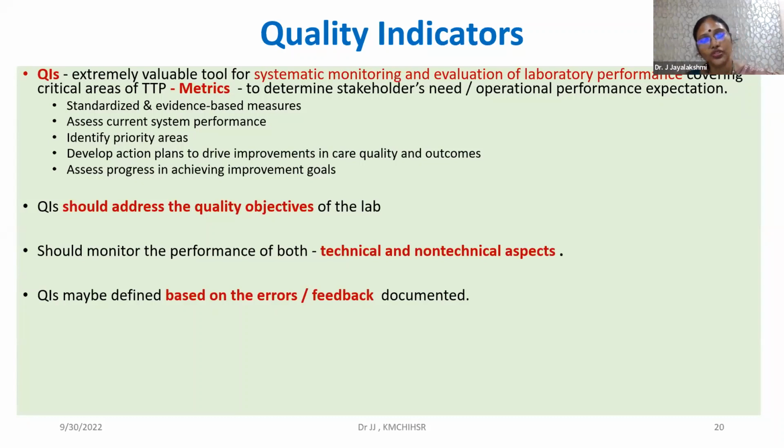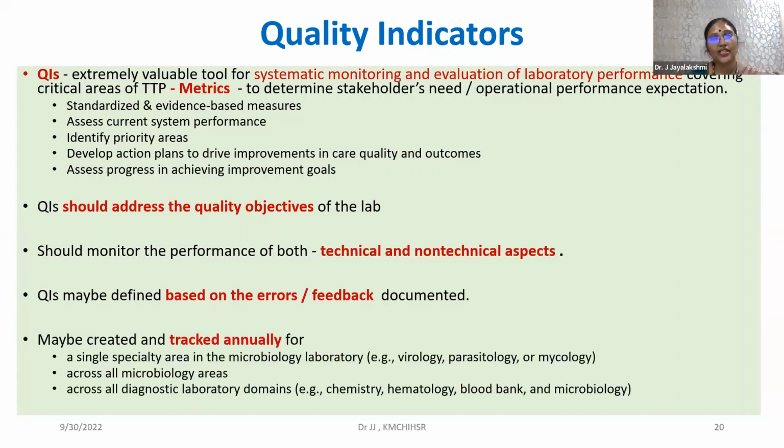So I also choose this based on the feedback. We are not getting it enough. We are having these problems. The clinician says, oh no, our contamination rates are very high. Your isolations are very poor. So this would give us a clue on what could be our quality indicators. They may be created and tracked annually.